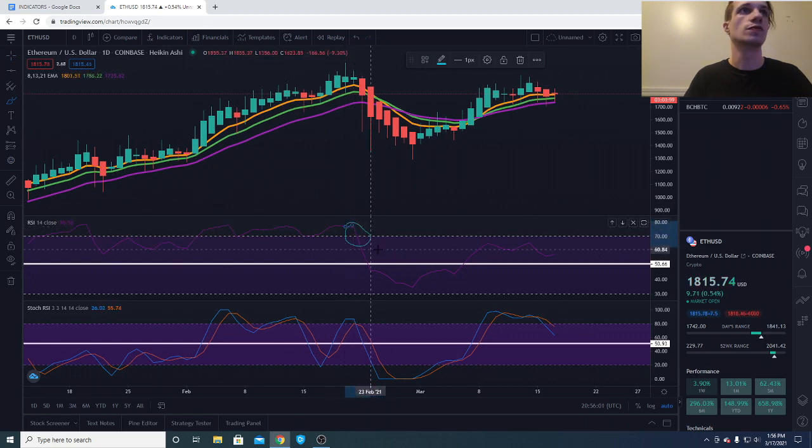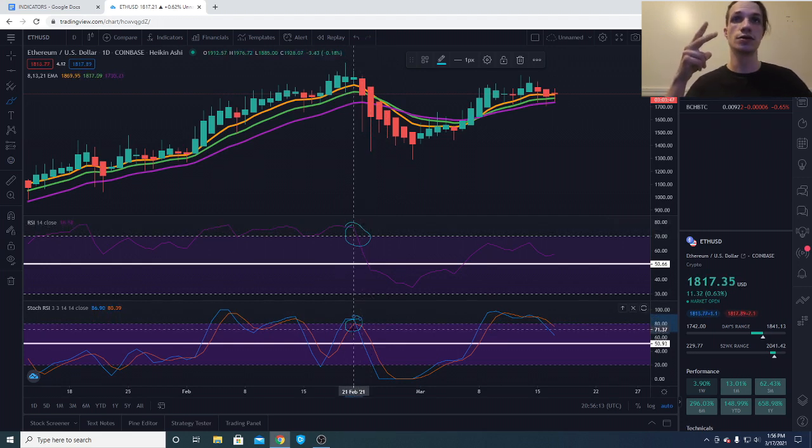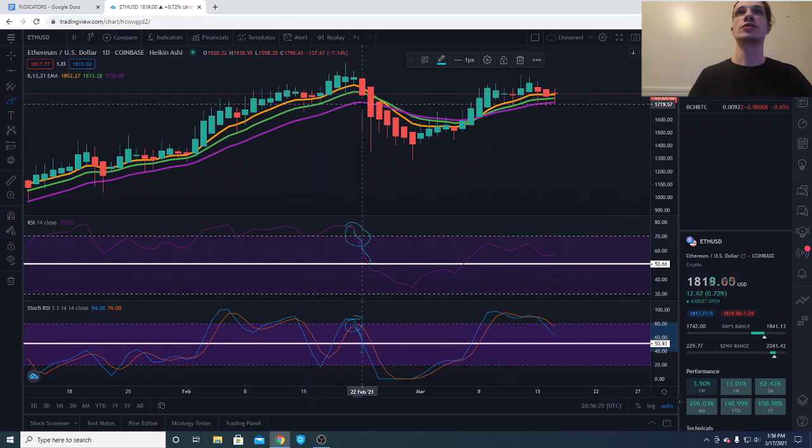Right here, you can tell we're overbought because we are over the 70 line, right? And then we have the cross down right here. We are overbought as well, so we have two confirmations: overbought on the RSI, overbought on the Stochastics RSI. And you see that our trend is going down, which is a good sign.